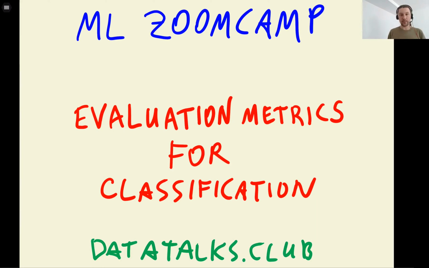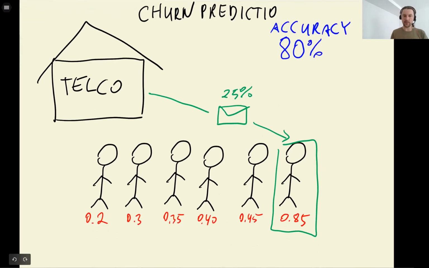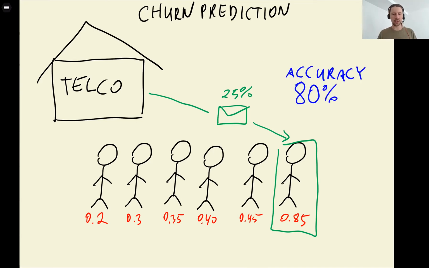Hello everyone, this is week 4 of Machine Learning Zoomcamp, and in this week we will talk about evaluation metrics for classification. In the previous session, we talked about churn prediction, and we built a model. We used logistic regression for scoring existing customers, assigning them a probability of leaving the company. We trained a model, and the accuracy for this model was 80%. And in this session, we will try to find out what it actually means.